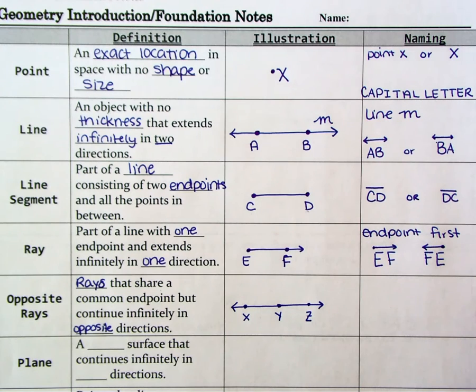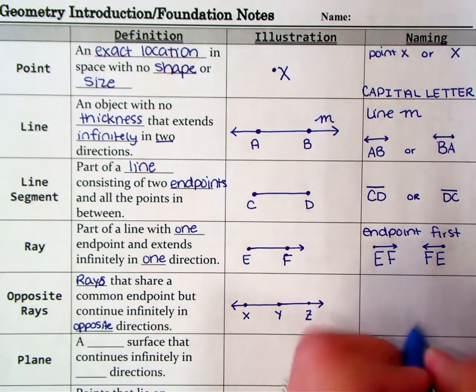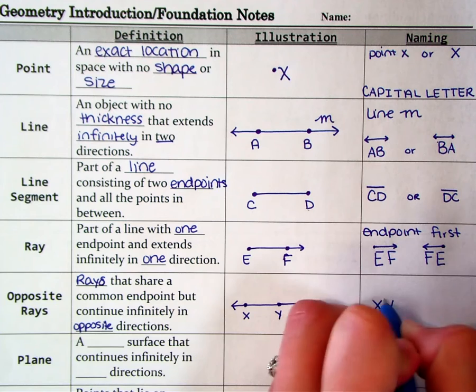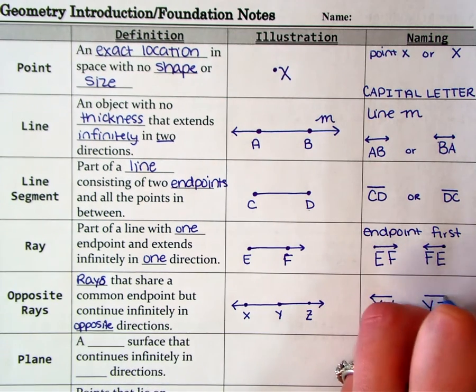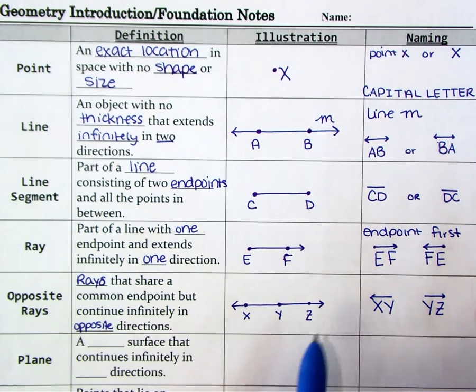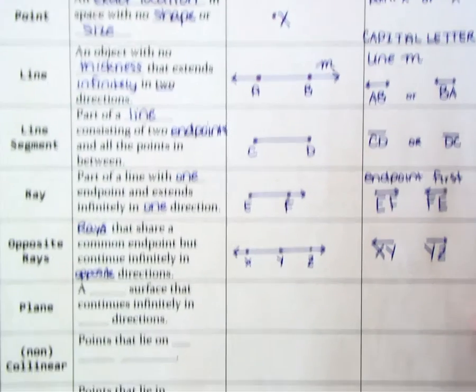We could say XY as long as we have the line symbol above it. We could say YZ as long as it has a line symbol above it. We could say XZ as long as it has a line symbol above it. But since we are naming rays, we'll say XY and we'll say YZ. Make sure your ray is pointing in the right direction and know that they make a line, but here we're talking about opposite rays, so we'll name the rays.